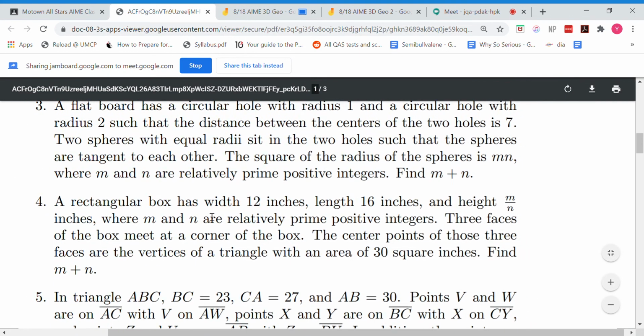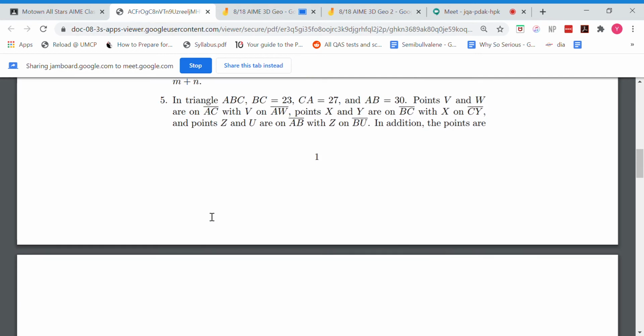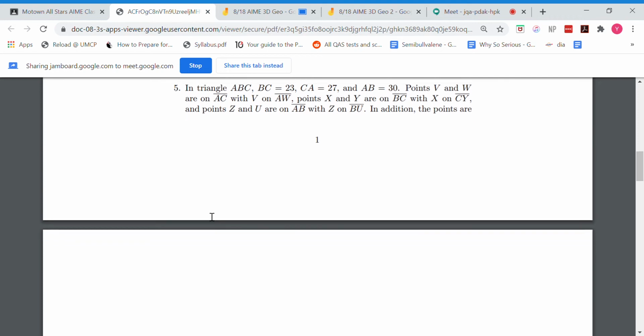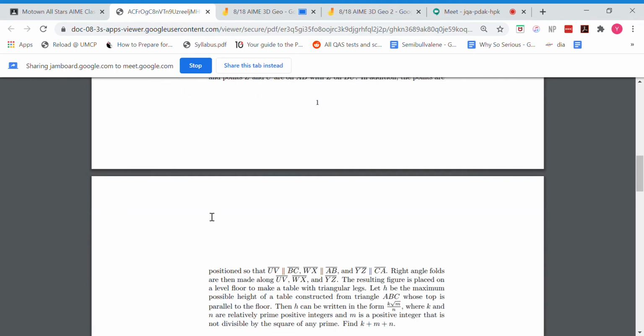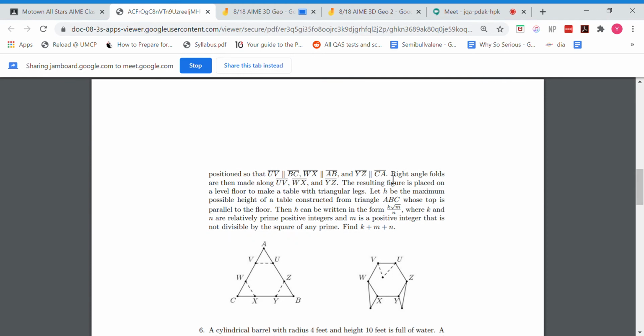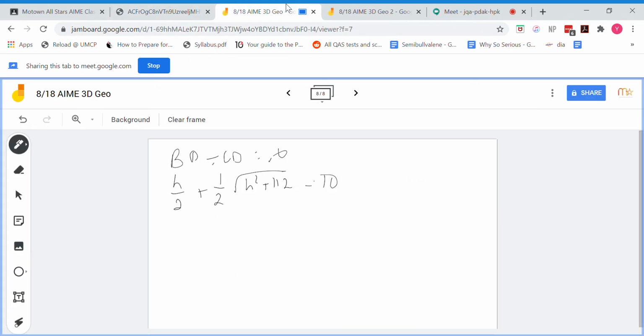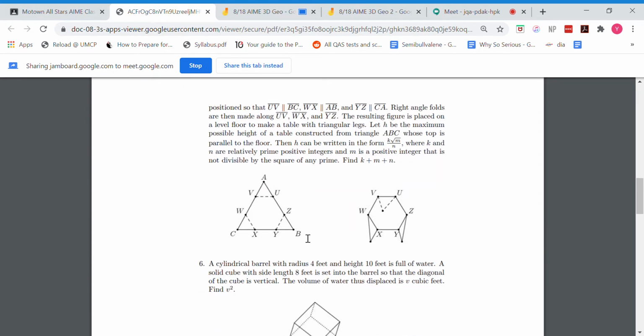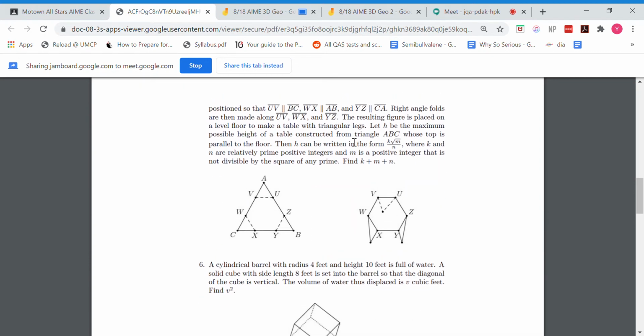Okay, so let's look at the next problem. In triangle ABC, BC equals 23, AC equals 27, and AB is 30. Points V and W are on these, right? And then the key things to notice are, first off, the table is level, right? So that means the height is the same from all three triangles. And so essentially we want to find the maximum possible height. First off, the 3D part of this is simply noticing that the height from each of the vertices is the same.